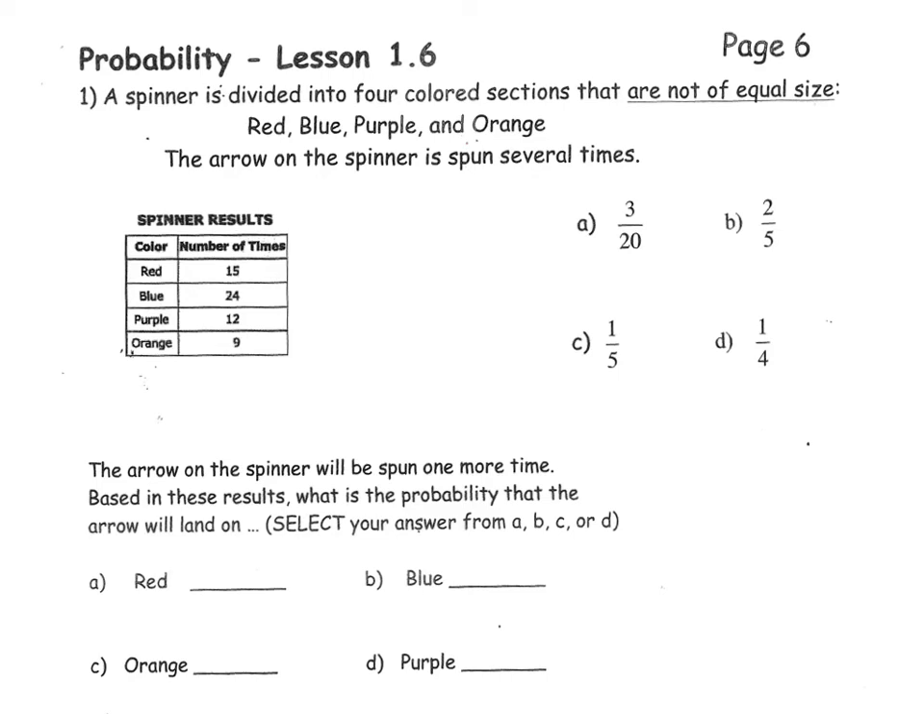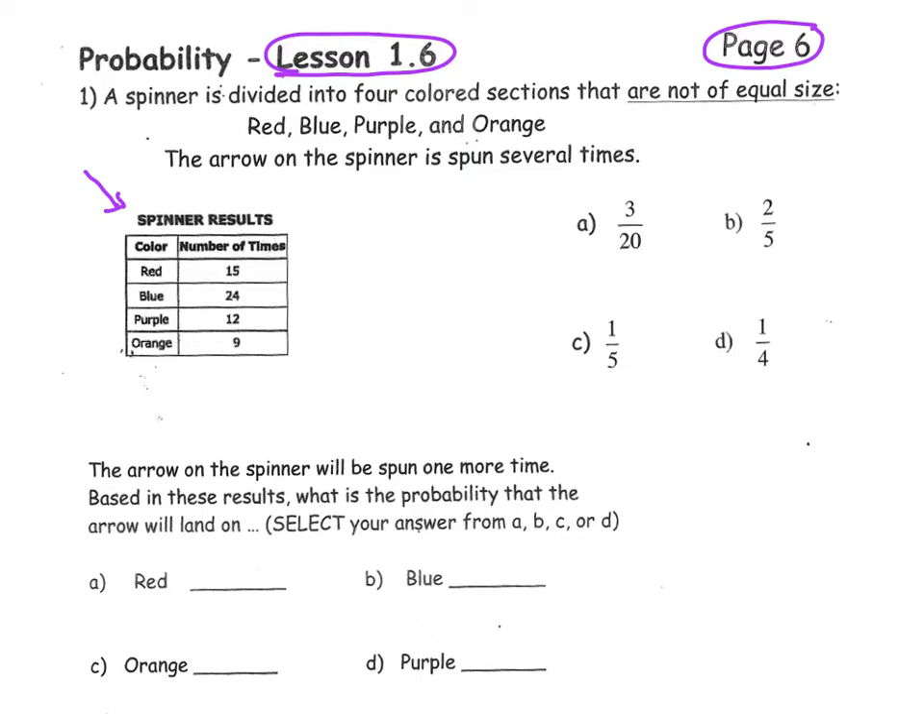Welcome to the video for page 6 of your probability packet. This is lesson 1.6. We are going to be calculating probabilities for the following events. We've been given some information in a table about a spinner. We're going to use that information to answer the following probability questions. Let's read together starting at problem number 1.